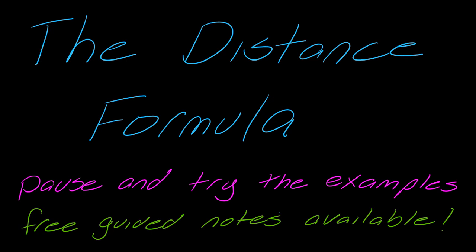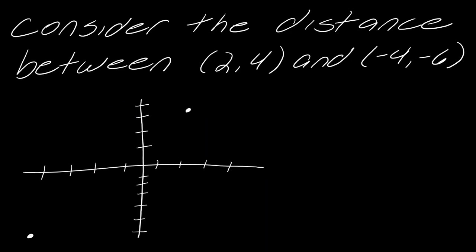All right, so we're going to talk about the distance formula. And so I thought the best way to do this would be to explain why this works. So let's say I've got the points (2, 4) and (-4, -6). So I want to know the distance between these 2 points. So how would I figure that out?